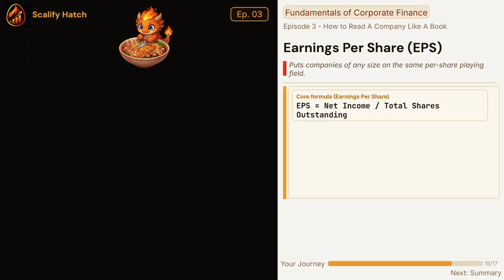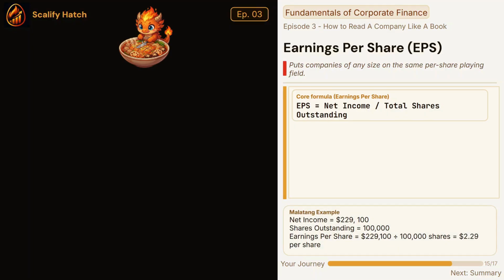So for our Malatang restaurant example, we have 100,000 shares outstanding and a net income of 229,100. Using the formula, the earnings per share comes out to be $2.29 per share. So if you owned one share of Scalify Hatch, $2.29 of this year's profit belongs to you.